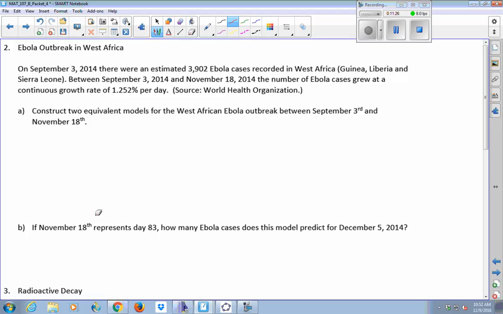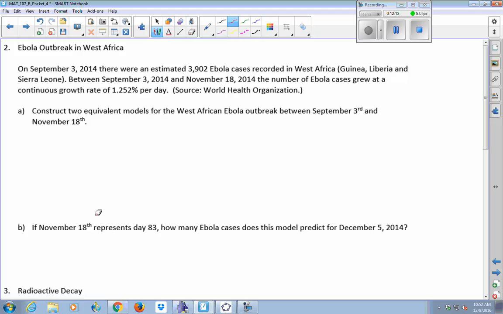A couple of semesters ago, we had that really severe Ebola outbreak in West Africa. And so that week, whenever it was happening, I decided to rewrite the class notes using this information. I'd like to use stuff that's real if I can, right? In that particular semester, the outbreak was first detected on September 3rd, when the World Health Organization got a handle on the fact that there were about 3,902 Ebola cases in West Africa. At that point, West Africa was considered to be these 3 countries: Guinea, Liberia, and Sierra Leone.